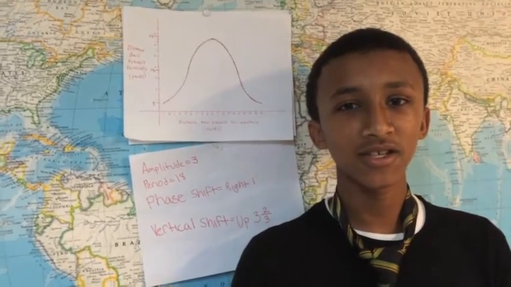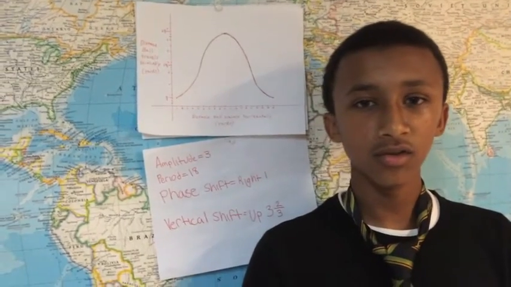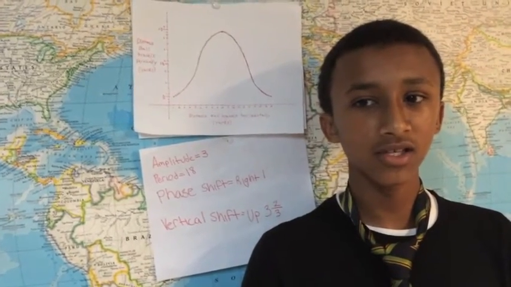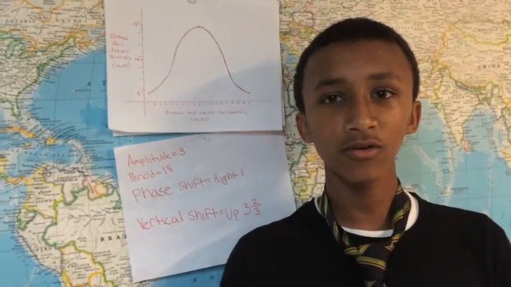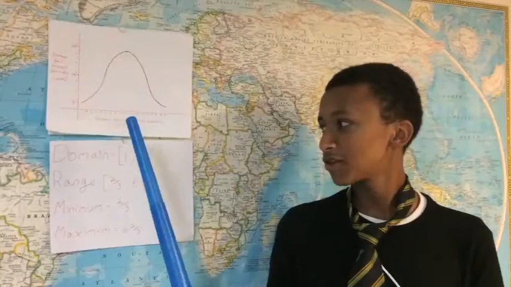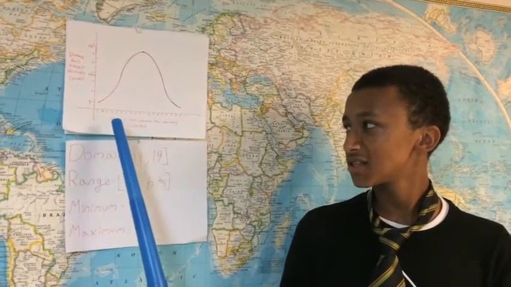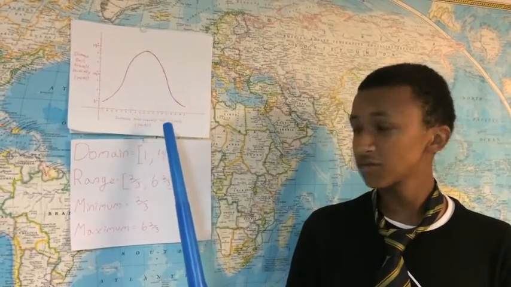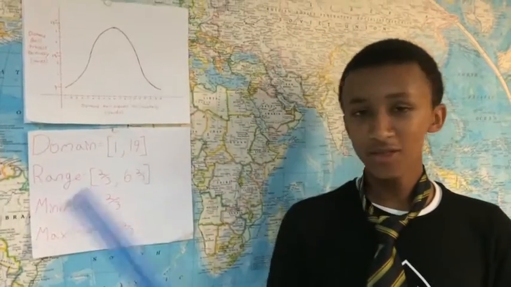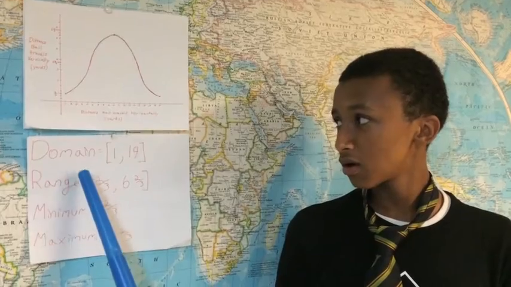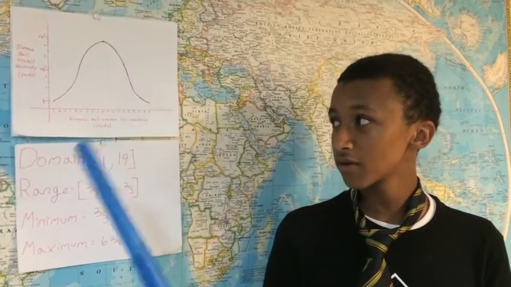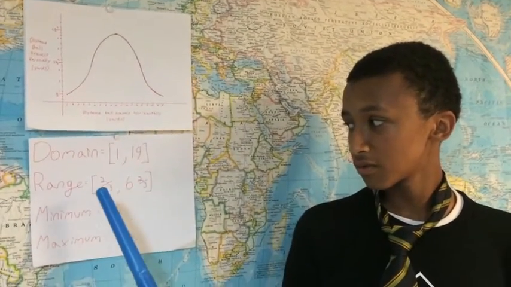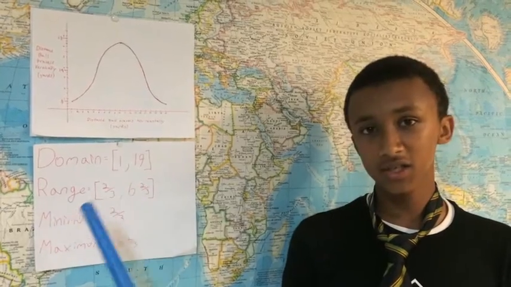The vertical shift, which is 3 and 2/3 of a yard, shows the maximum height the ball reaches plus the lowest the ball goes, divided by 2. The domain, which in this case is the distance the ball traveled horizontally, was from 1 to 19 yards. The range, which is the distance the ball traveled vertically, was from 2/3 of a yard to 6 and 2/3 of a yard.